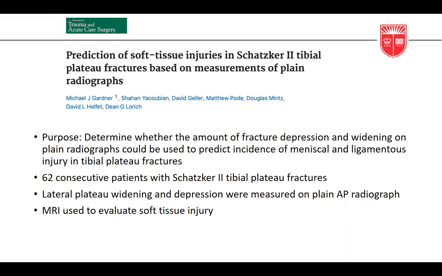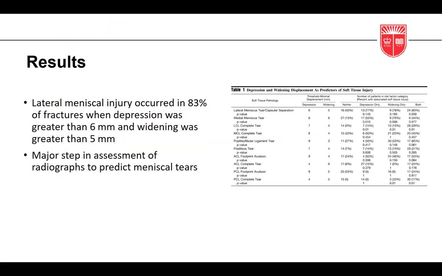The purpose of this study was to determine whether plain radiographs could be used to predict the incidence of meniscal and ligamentous injuries. Gardner evaluated patients with Schatzker type 2 fractures and used plain radiograph to measure both lateral plateau widening and depression. MRI was then used to assess for soft tissue injury. The study found that the lateral meniscus was injured in 83% of fractures when depression was greater than 6 millimeters and widening was greater than 5 millimeters. The study was a major step in the assessment of using radiographs to predict meniscal tears.